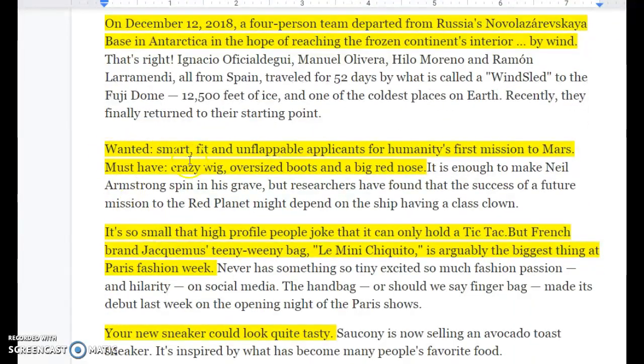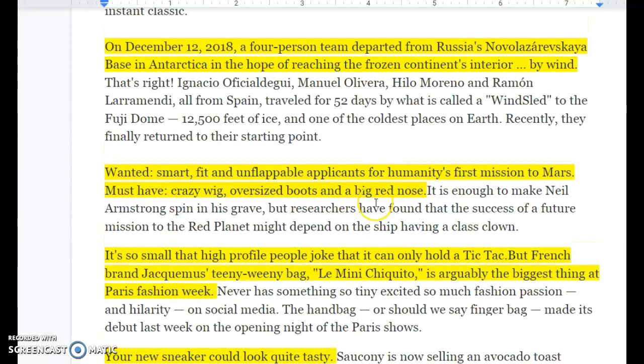Or: wanted, smart, fit, and unflappable applicants for humanity's first mission to Mars. Must have crazy wig, oversized boots, and big red nose. So that's just kind of a fun way to start this essay. It gets you curious about what they're going to say next, and then they're talking about how astronauts are considering including comedians on trips to outer space.